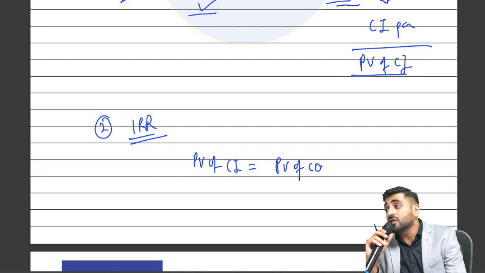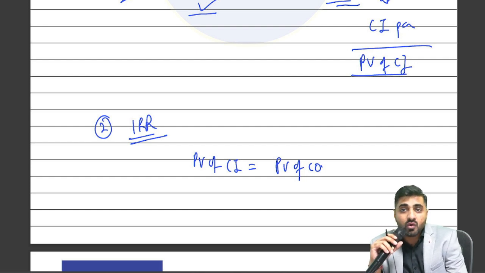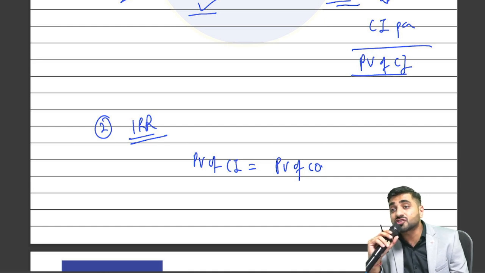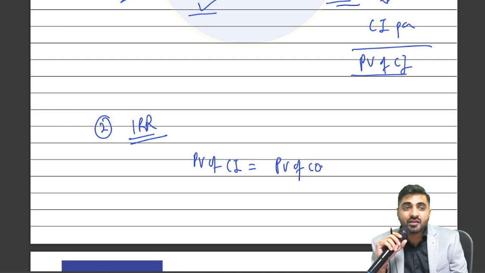And how do you calculate your internal rate of return? To calculate the internal rate of return, we have to use the trial and error method. How do you calculate your internal rate of return, beta? By use of the trial and error method. In trial and error method, what do you have to do?